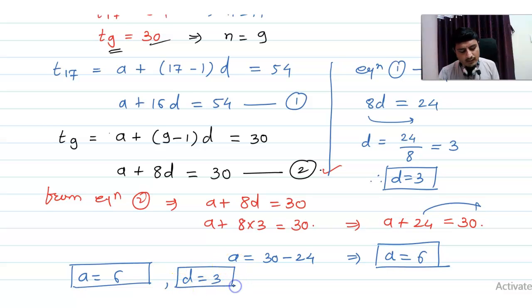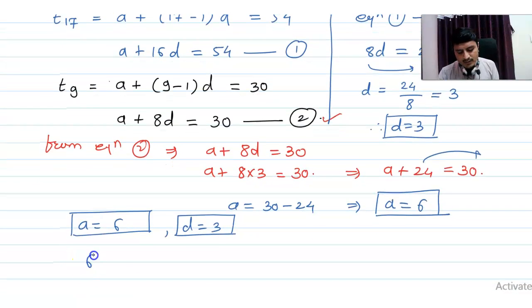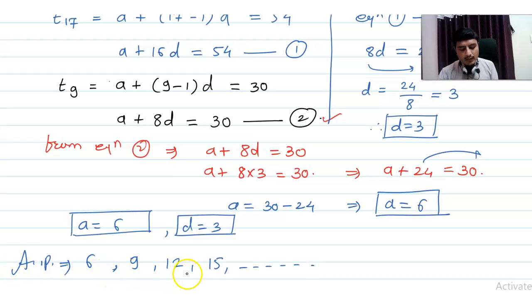So we can write the AP whose first term is 6. 6 plus 3 becomes 9, the second term. Now 9 plus 3 becomes 12, the third term of the AP, and 12 plus 3 is 15, the fourth term, and so on. So we can write the AP of the form 6, 9, 12, 15, and so on.